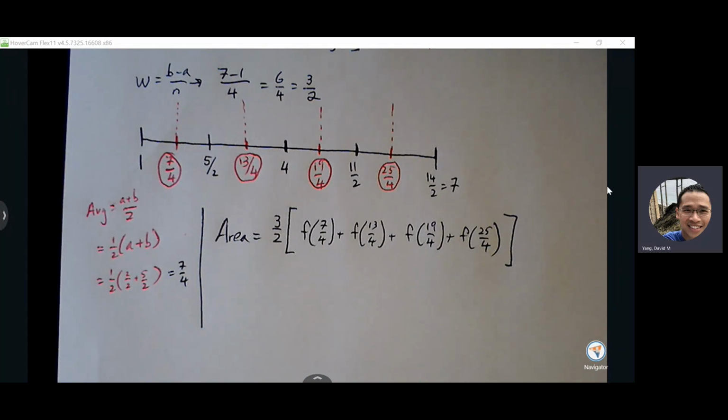Because you're doing 1 to 5 halves, you need the average of two numbers. To find the average is just a plus b divided by 2, or you think of it as half of a plus b. So you just add these two numbers and divide by 2, or add the two numbers and multiply by half. So 1 plus 5 halves, same thing as 2 halves plus 5 halves, which is 7 halves. 7 halves times 1 half is 7 fourths. So just add the two numbers divided by 2 to get the average.